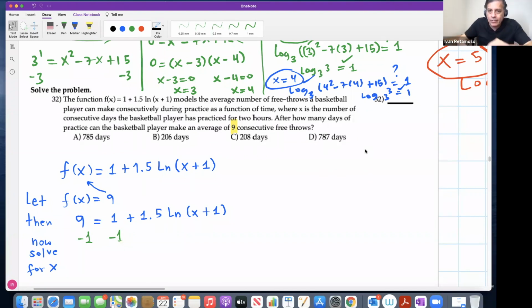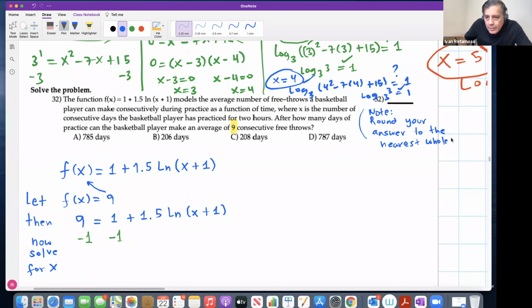I will write it as a note. Note: round your answer to the nearest whole number, okay? Because they are talking about number of days, right? So round your answer to the nearest whole number.